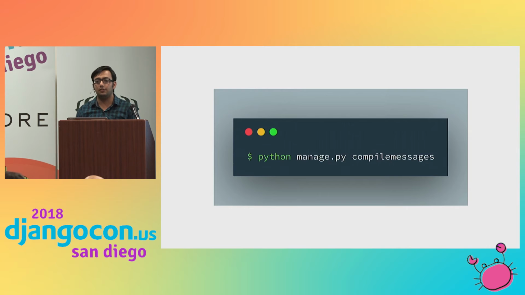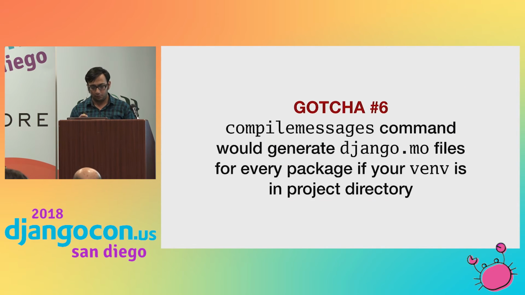The mo file stands for machine readable object. As soon as this is generated, Django can quickly pick it up and show the static string translations. Gotcha 6. The compile messages command would generate the django.mo files for every package in your virtual environment if it is in the root directory of your project.